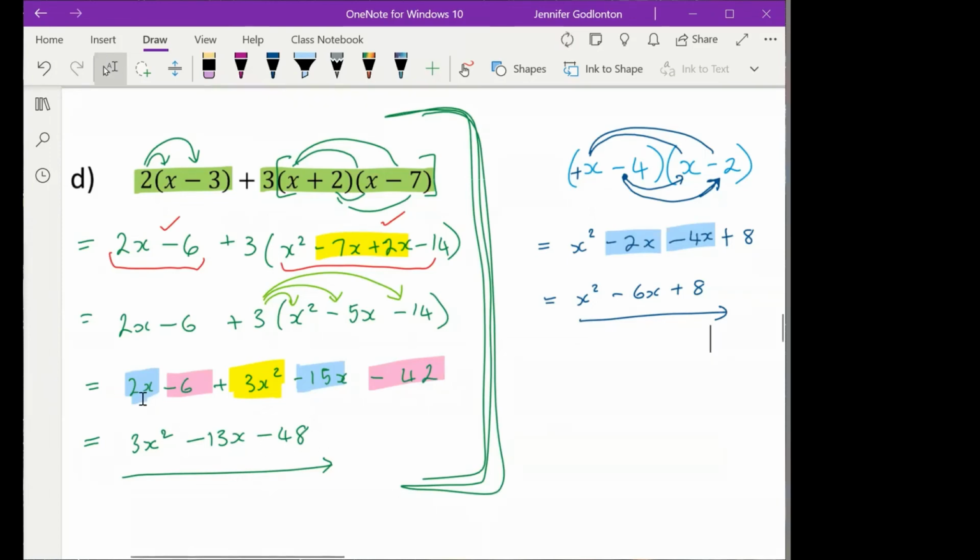The final answer to get the green question is all we did was we added up our like terms.